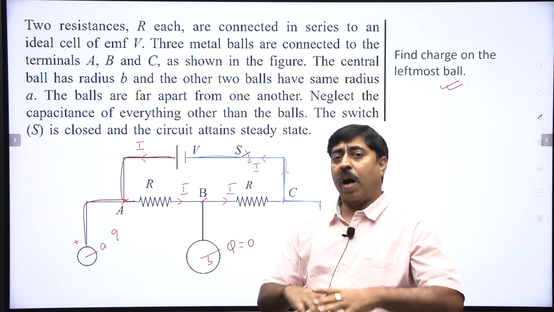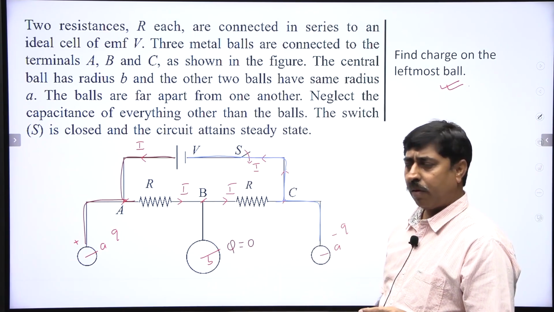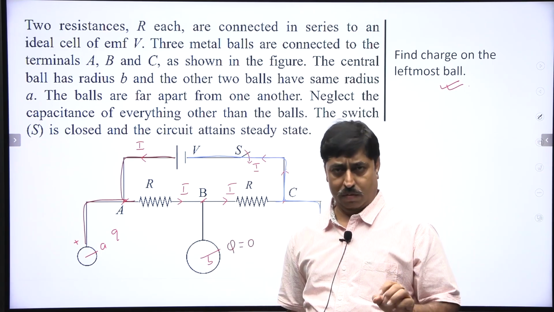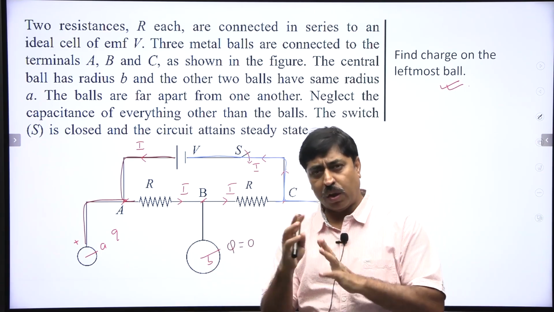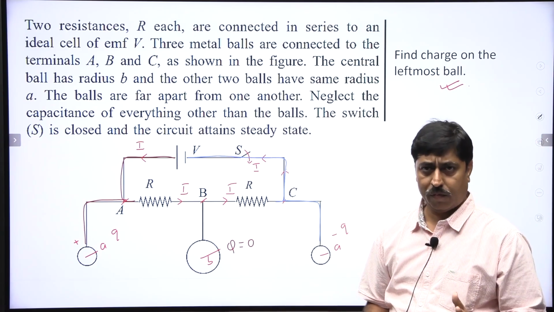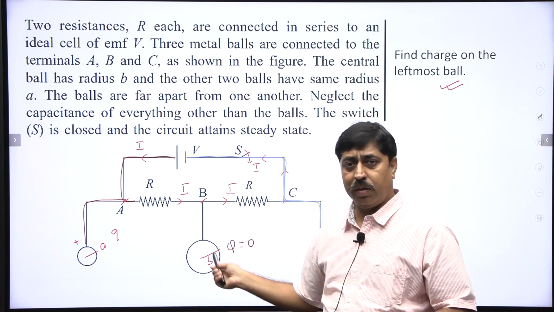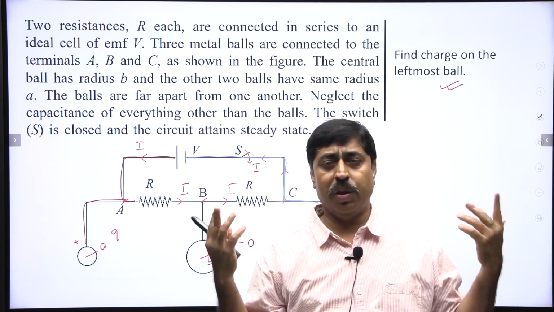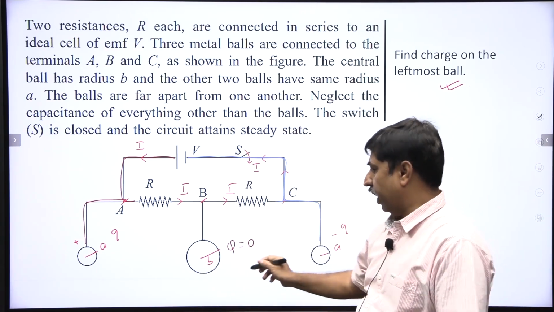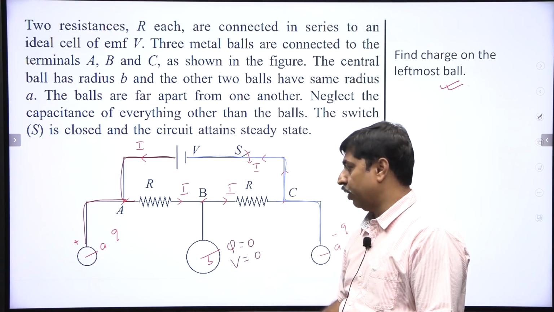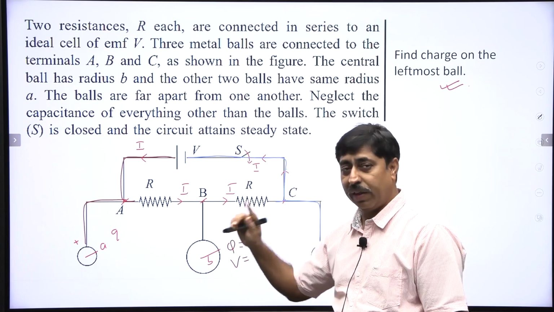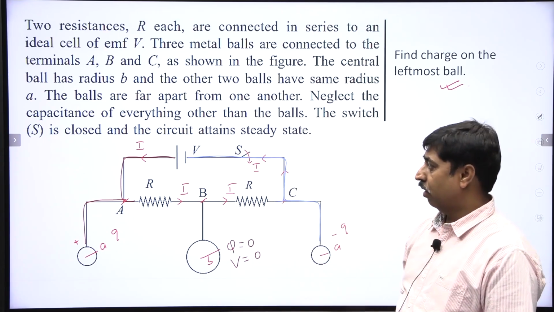Now, the balls are far apart, which means charge of this ball does not affect the potential of this ball or that ball. Charge on one ball does not affect the potential of other ball. This is at 0 volt in fact. If there is a metal ball having no charge, its potential is 0. So, we can say that this ball is at 0 volt potential. This point is at 0 volt potential, this whole thing is at one single potential.